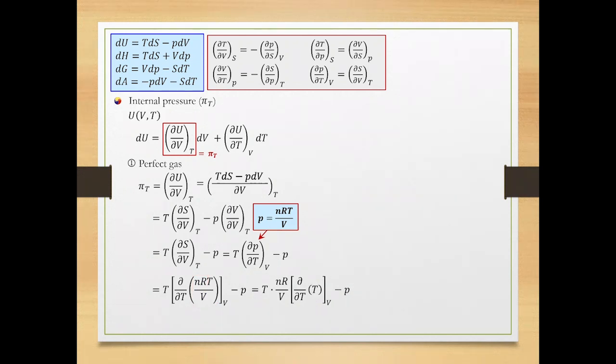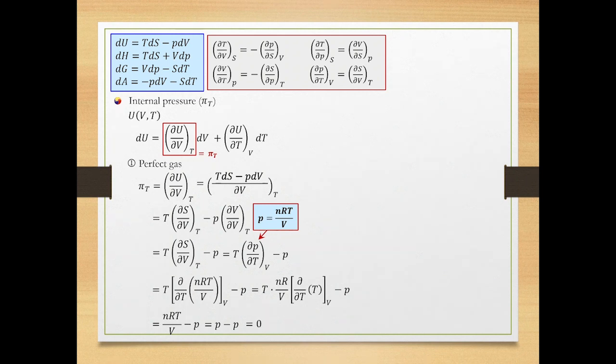The partial derivative of T with respect to T is obviously equal to 1. That leads to nRT over V minus P. The nRT over V is simply equal to P. So, P minus P, which is 0. So the π_T of perfect gas is 0.